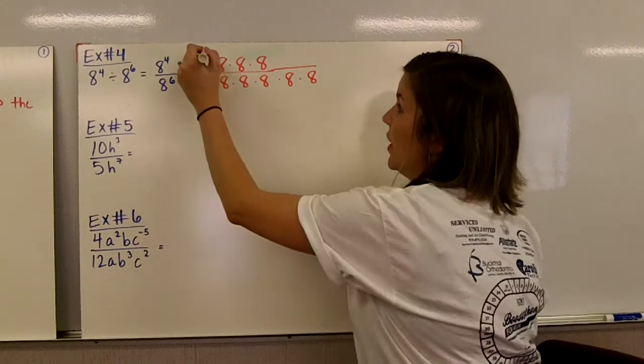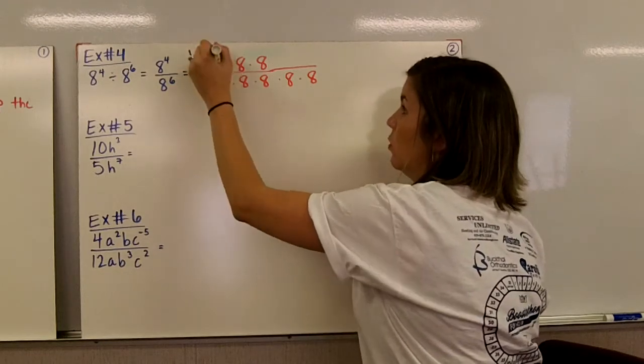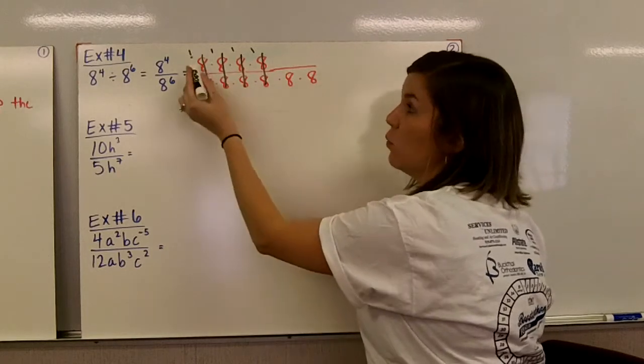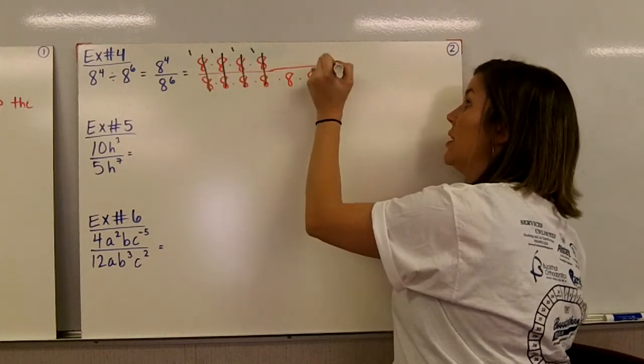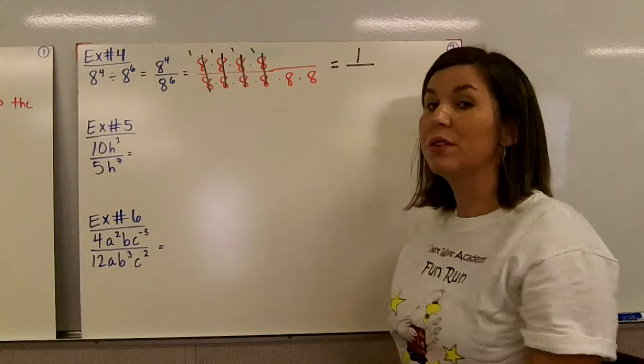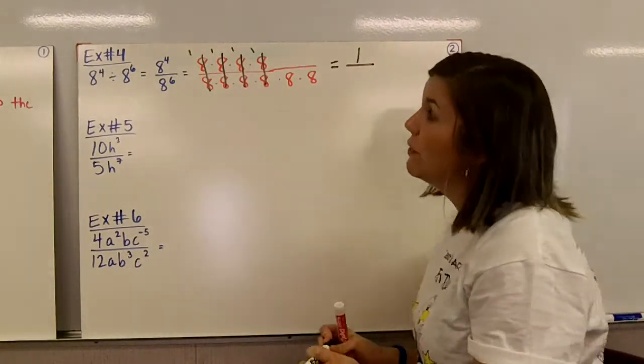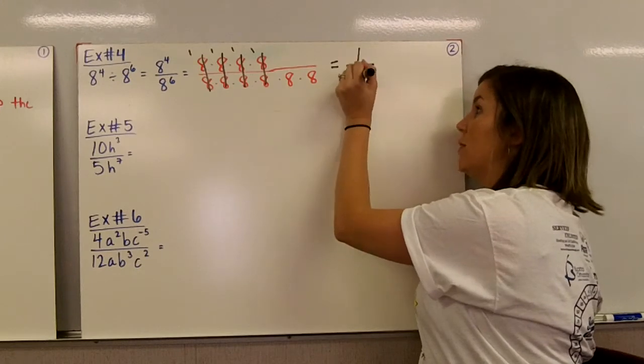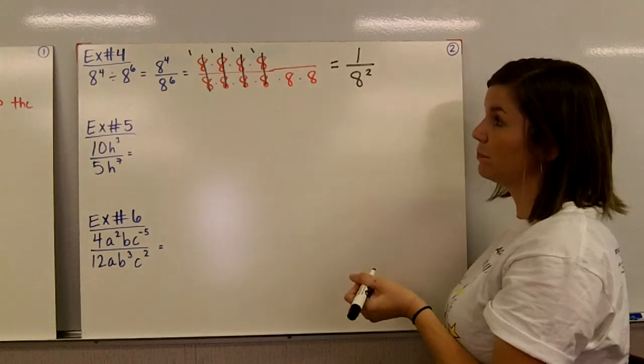So we have 8 divided by 8, 1, 1, 1, and 1. And you notice that 1 times 1 times 1 times 1 is just 1. Make sure you know that there's a 1 placeholder in the top, even though all those 8s are gone. In the bottom we have 8 twice, so 8 to the 2nd power.